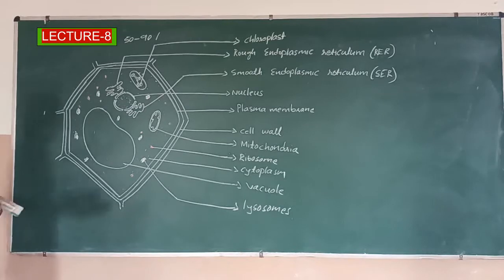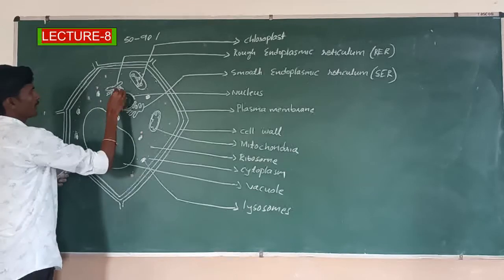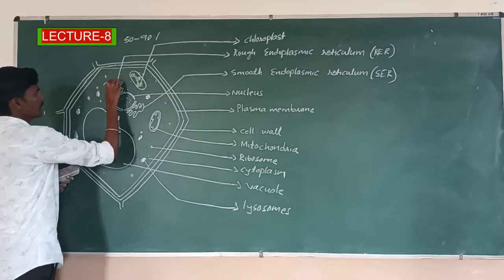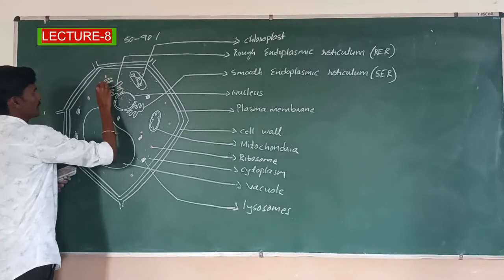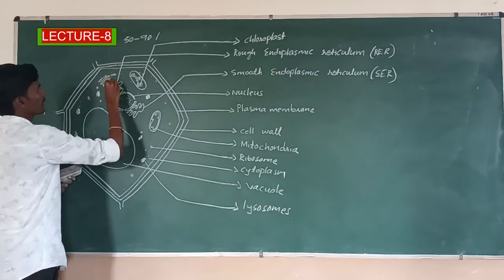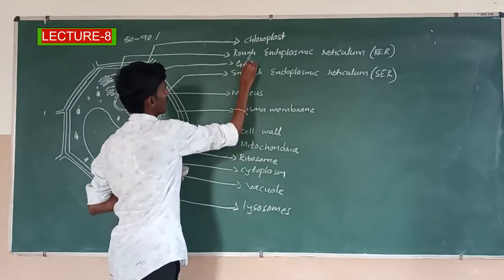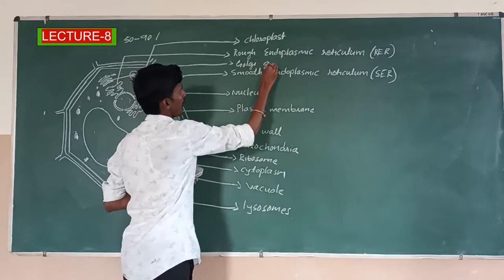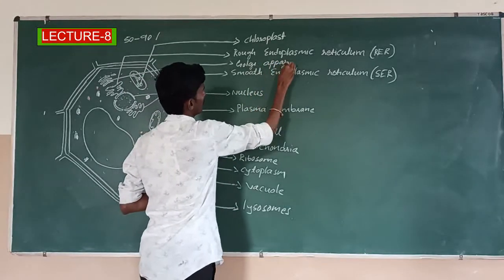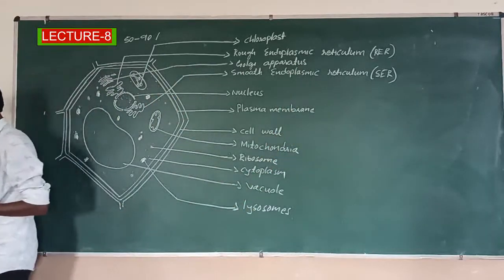And another structure near the endoplasmic reticulum, a flat or tube-like structure. It is arranged parallel to each other. This is called as the Golgi apparatus or Golgi complex.